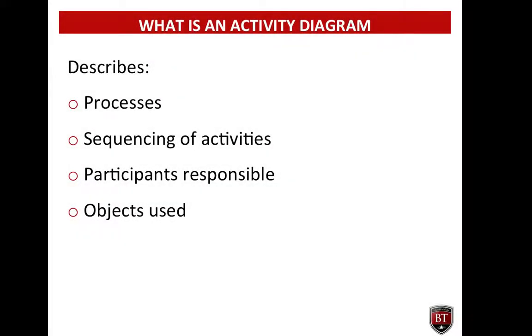So, what is an activity diagram? An activity diagram describes the sequencing of activities in a process and, if possible, the participants responsible for each activity. It also describes the objects used by the process. It is used together with other analysis techniques. Let me give you an example of what an activity diagram looks like.